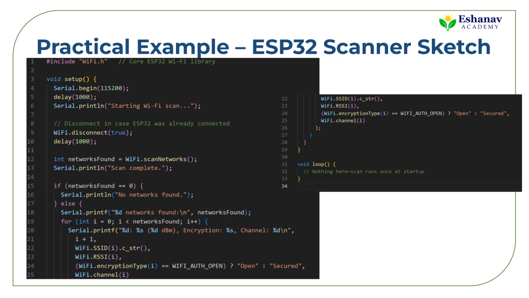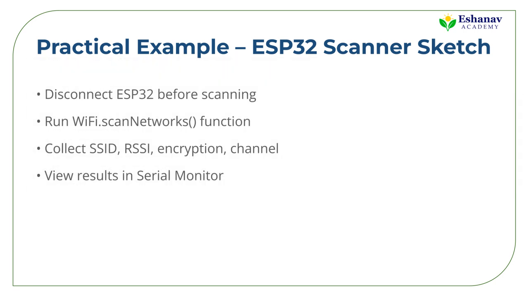You might find 5 or 10 networks around you, each with varying signal strengths and encryption. To test, you can even turn your phone's hotspot on and off and watch the ESP32 detect it dynamically. This hands-on exercise helps confirm that your ESP32 is truly listening to the wireless environment and reporting accurate data. Practicing with this sketch is the first step toward building smarter, self-adjusting IoT devices.